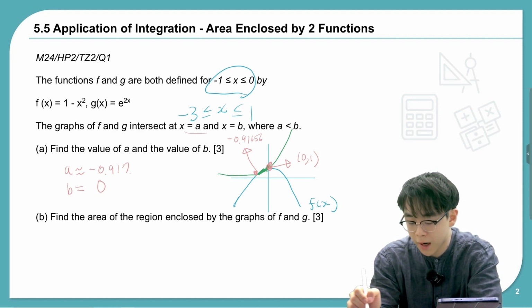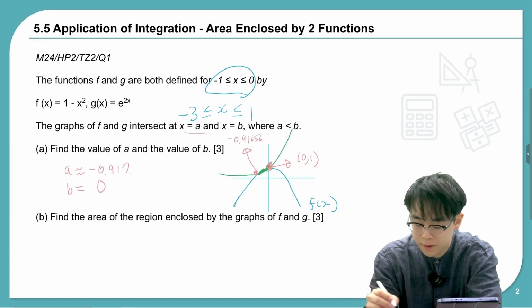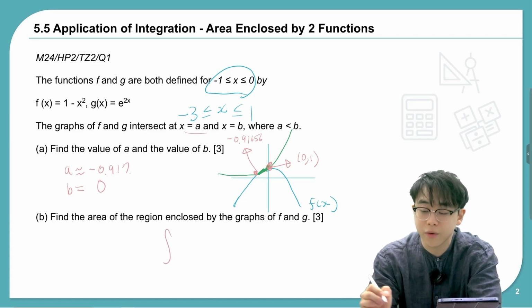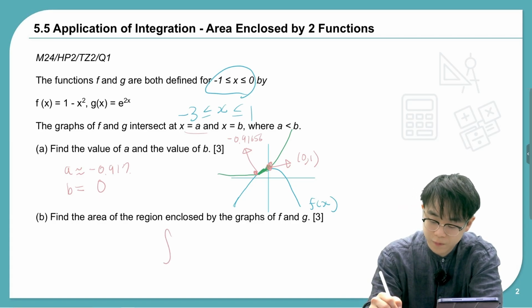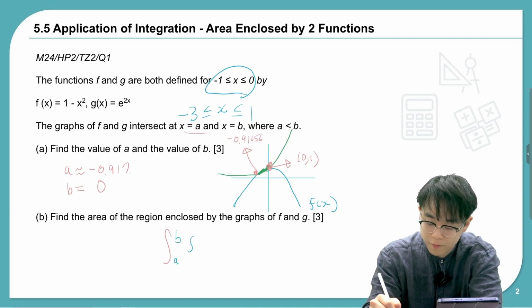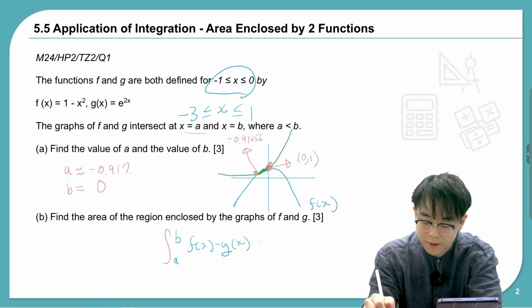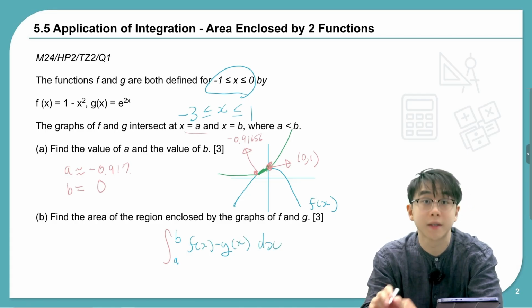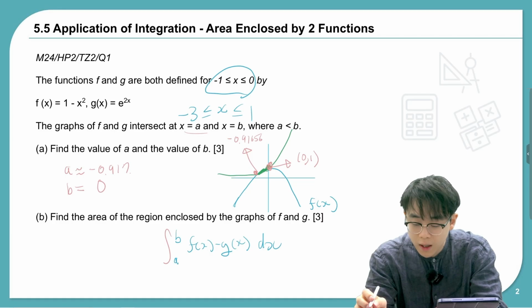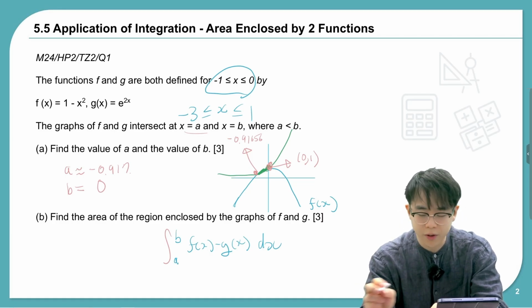If you want to find the area of the region enclosed by these two, we would have to integrate from a to b, f of x minus g of x. Because f of x is clearly above g of x on this interval. But we don't have to do this manually. We can use our calculator.